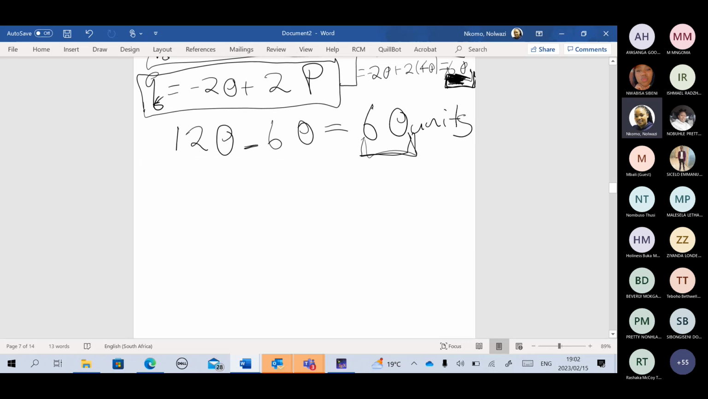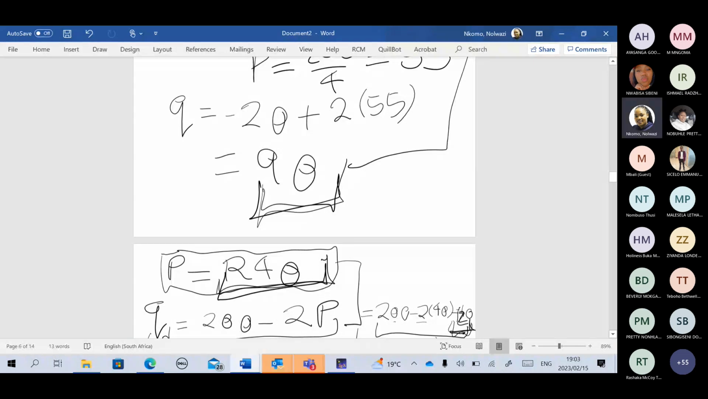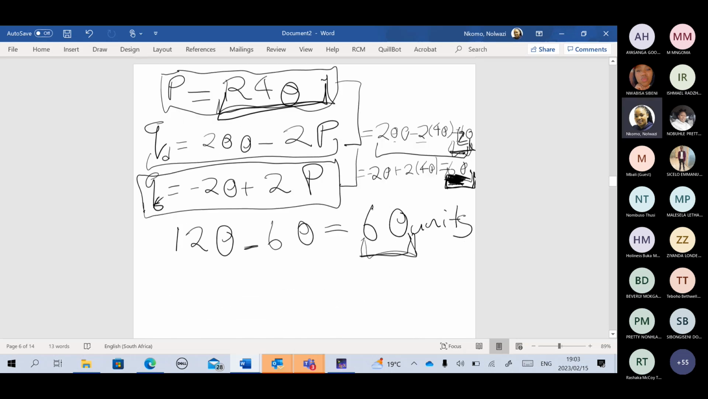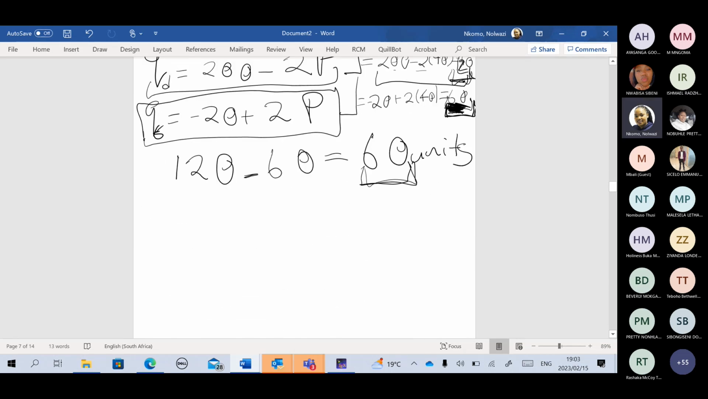Okay. Now, I said, since we need 60 more units, we are short of 60 more units in the market, and we said the consumers are not willing to pay that rand, because that would be a loss to them. So the next step is to calculate how much are they willing to pay if these 60 units are produced.